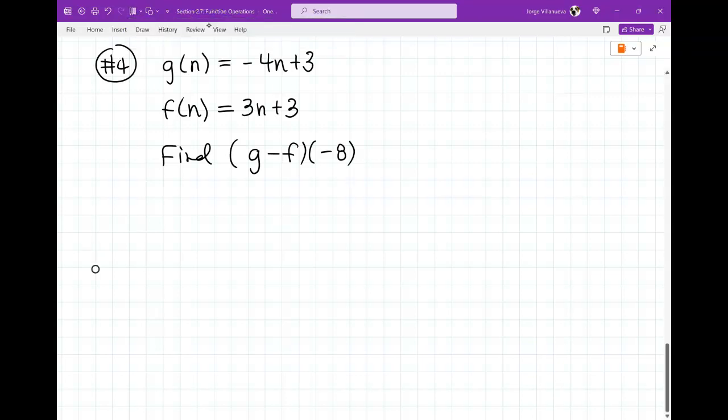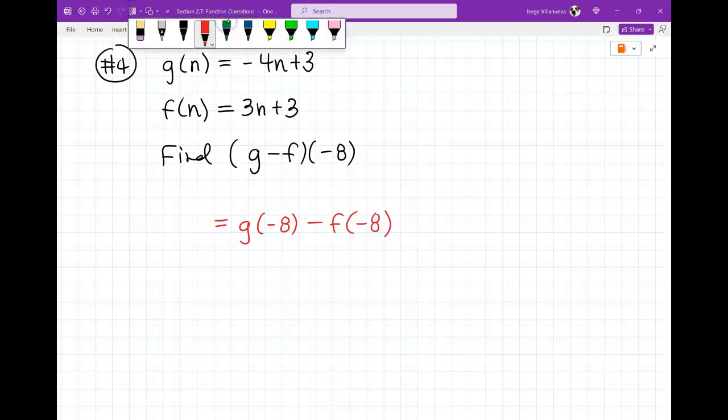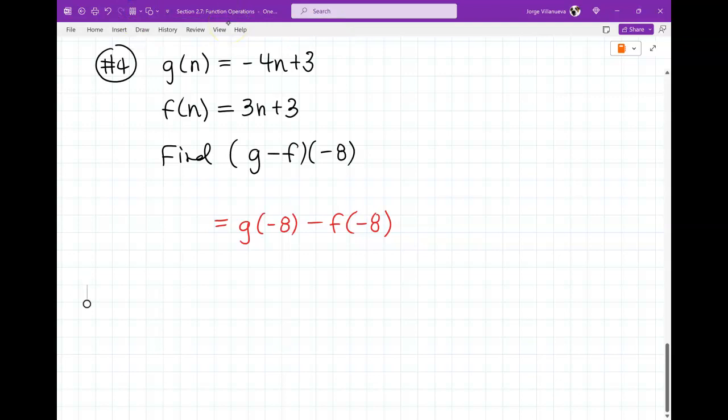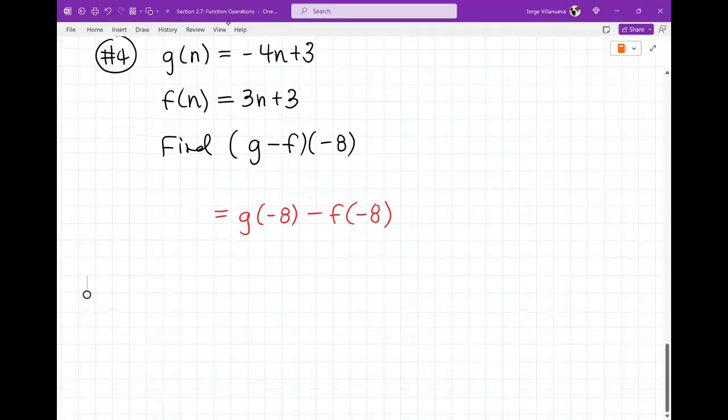So this doesn't change the way I approach the problem. I'm still going to rewrite it, okay? This is g of negative 8 minus f of negative 8. But here's the new part, okay? I'm going to do green here for scratch work, towards the right side. I'm going to figure out what g of negative 8 is and what f of negative 8 is. This is what we did on Friday, function notation, plugging in numbers, okay?